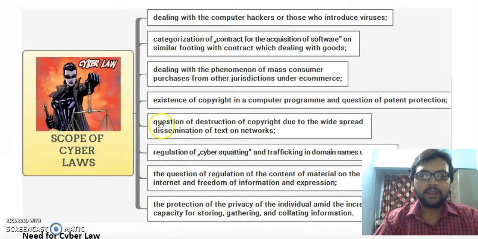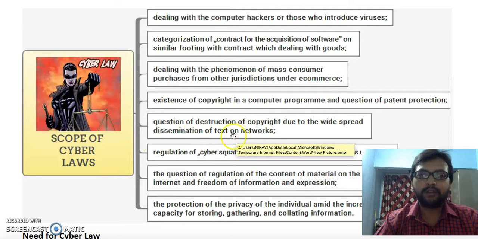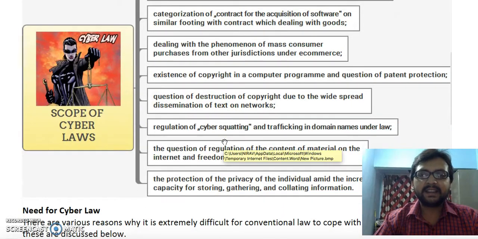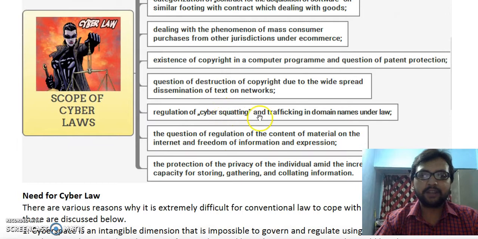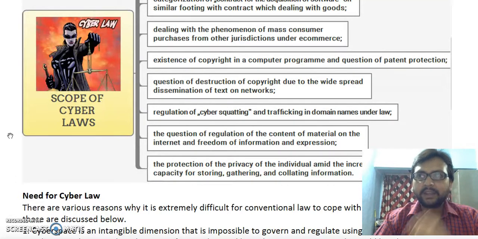At the same time, the question of destruction of copyright due to widespread dissemination of text on the network, basically while chatting or something. Then regulation of cyber squatting and trafficking in domain names under the law. What do we mean by cyber squatting? In one real case, a person registered a domain name like Yahoo India. As we know, Yahoo is a very popular domain name, and that person registered a domain name called Yahoo India. That is what we mean by cheating, right?